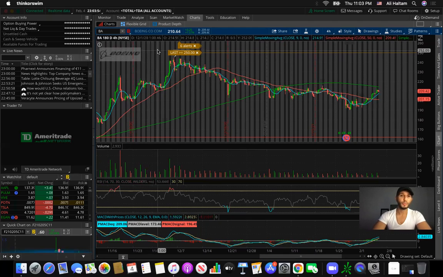But if we're looking at a 215 strike price, that is a call option that we're looking to purchase. That means we're anticipating a move to at least 215 or higher. We basically pay a premium to borrow a stock or a position, let's say Boeing. So one share of Boeing is $210. 100 shares of Boeing would be somewhere around $21,000.